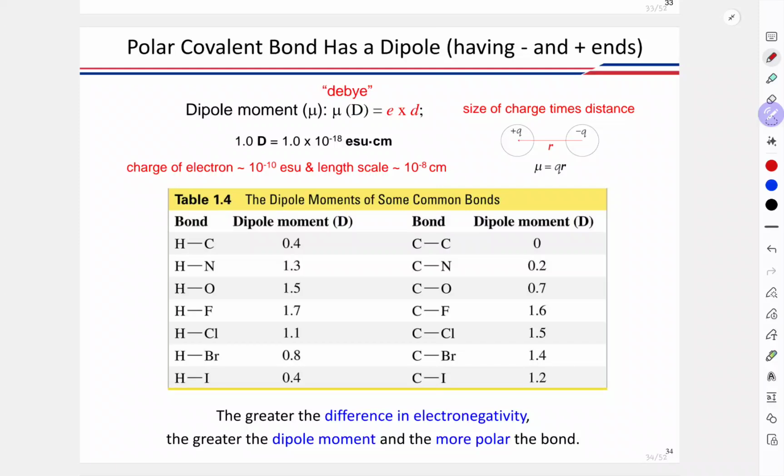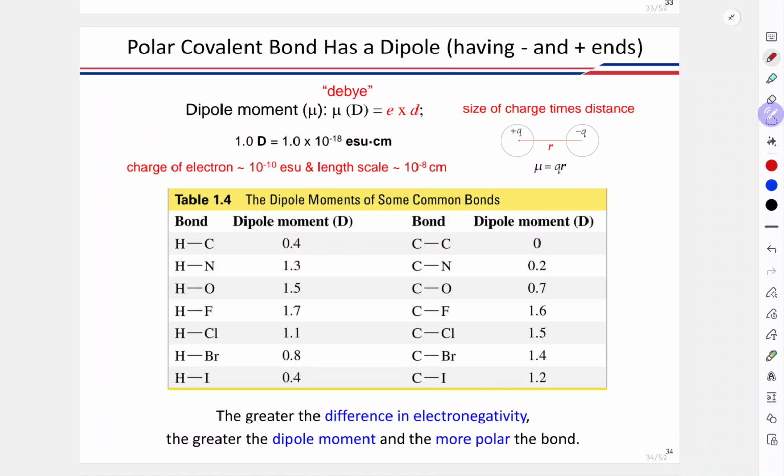For polar covalent bonds, you can also think about the dipole, which is a vector, which has minus and plus ends. And this is how the dipole moment can be calculated. The dipole moment is a vector, and its magnitude is decided by the magnitude of the charge separation and the distance between these two charges. The size of the charge times the distance will give you the magnitude of the dipole. So the larger the charge separation and the larger the distance, the larger the magnitude of your dipole.